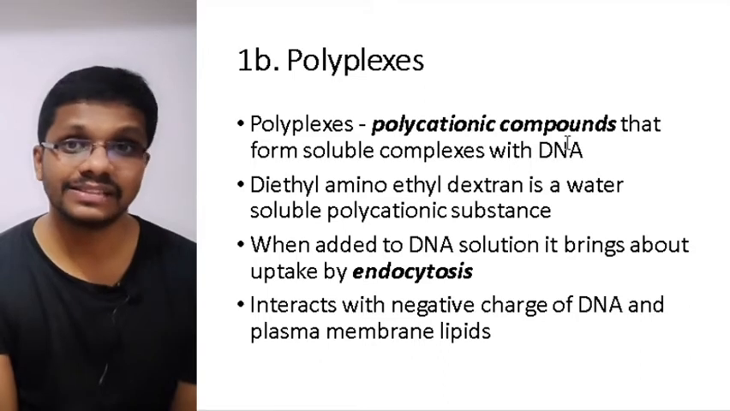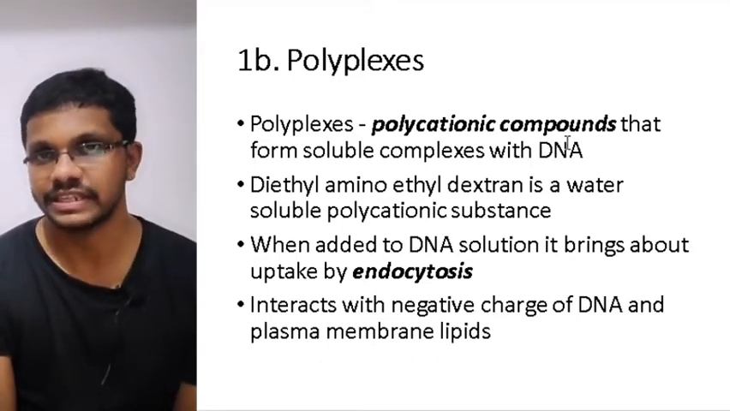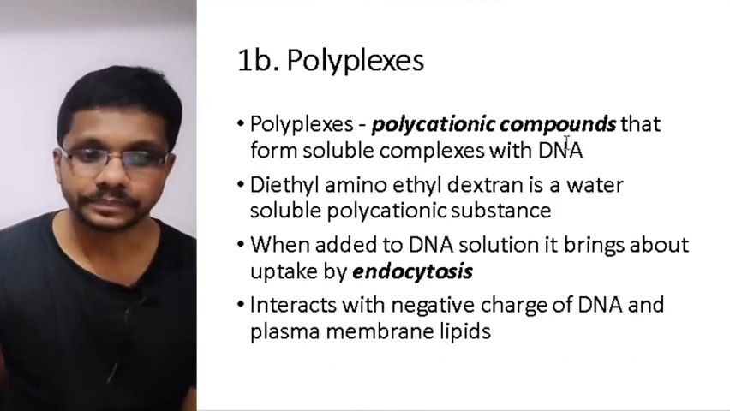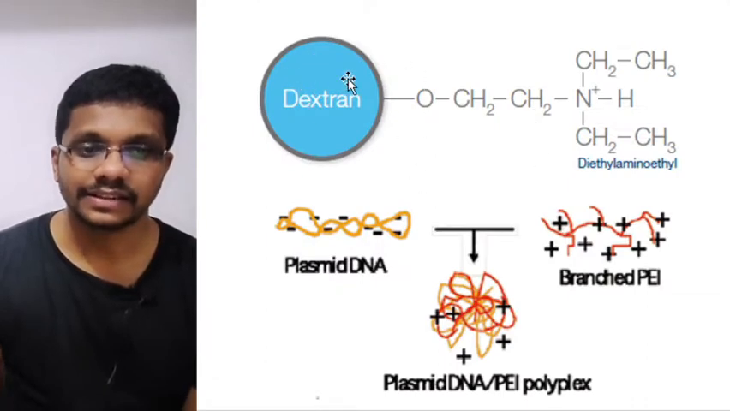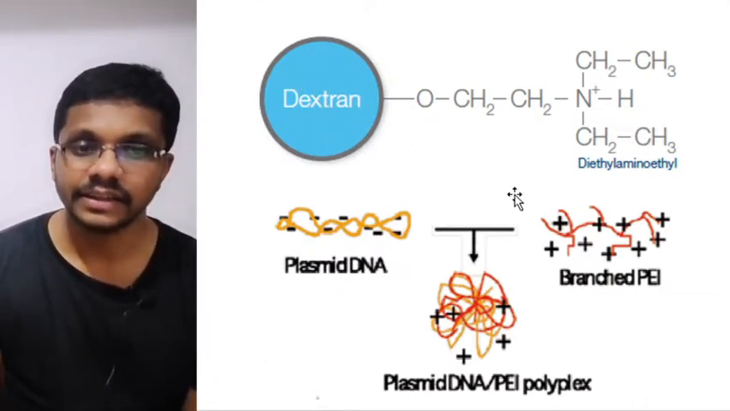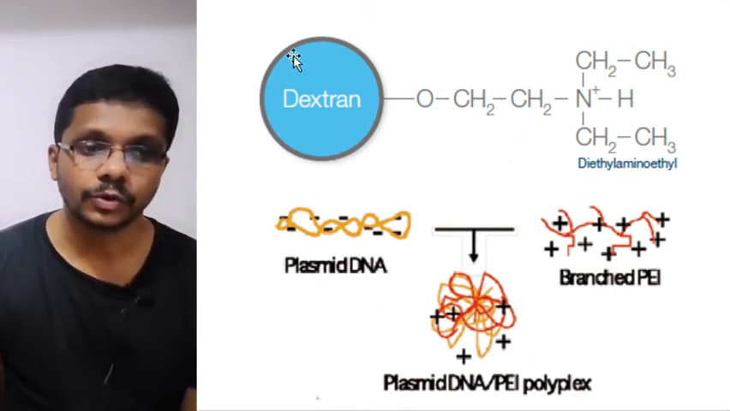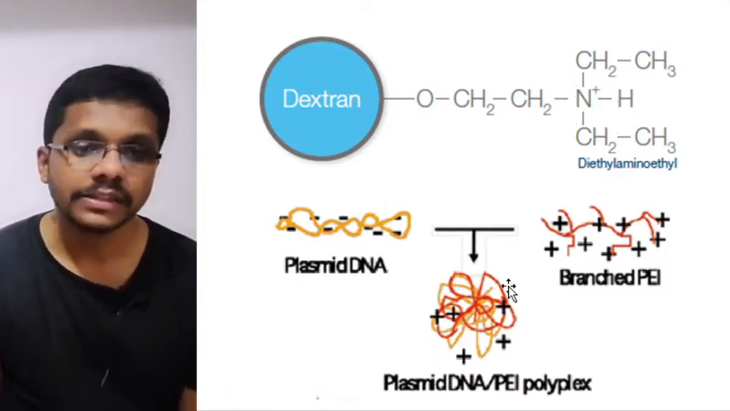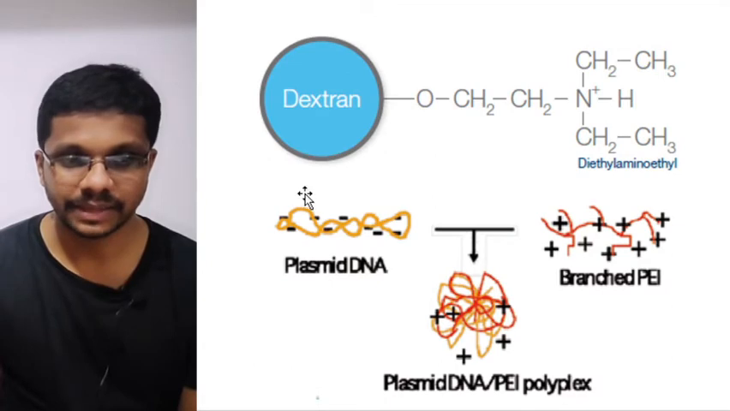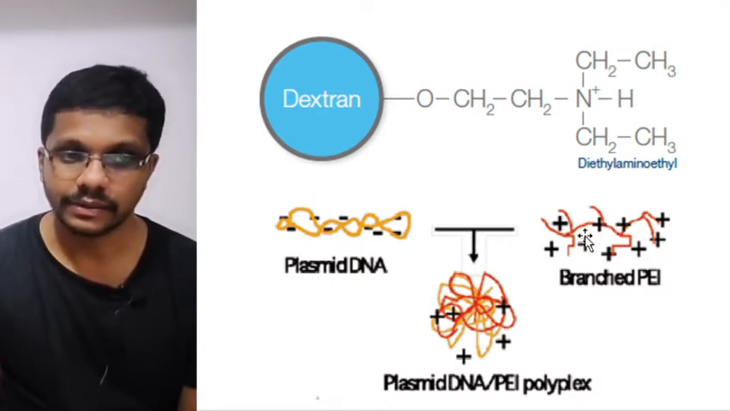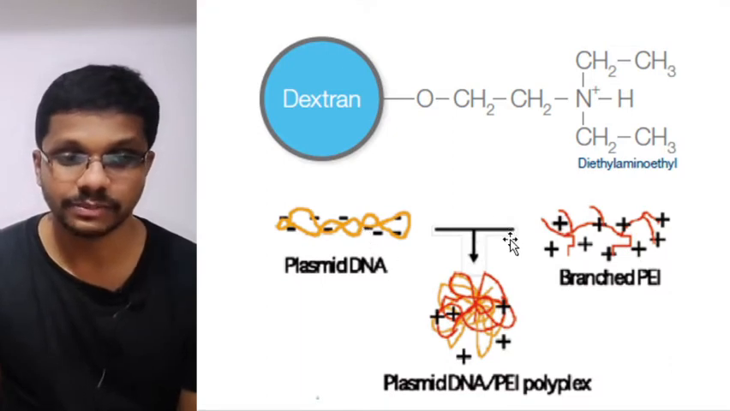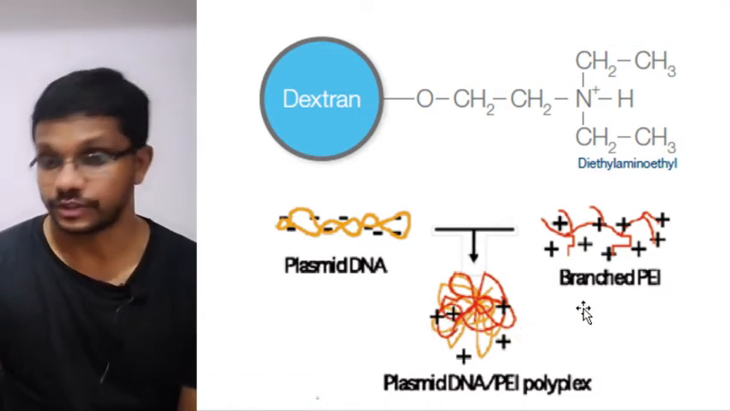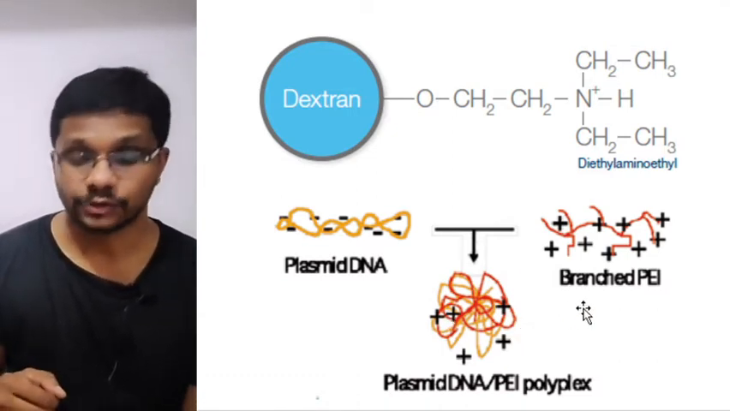In the previous method, the cell is taking up the calcium phosphate DNA precipitate using phagocytosis, but here they are using endocytosis. This is the structure of DEAE dextran. It has multiple positive charges because of this amino group. Here is the representation. Plasmid is negatively charged. The DEAE dextran is a polyplex having positive charge. Once we mix them, we get a complex with a net positive charge. So the cells will take it up using endocytosis.